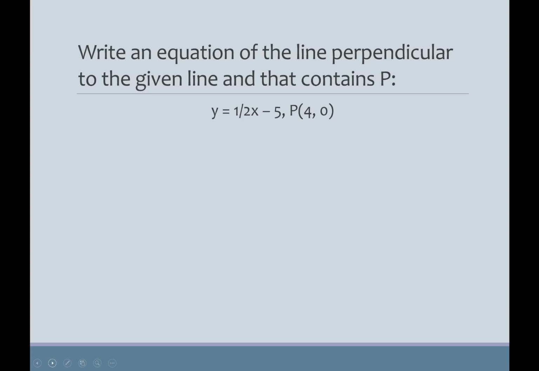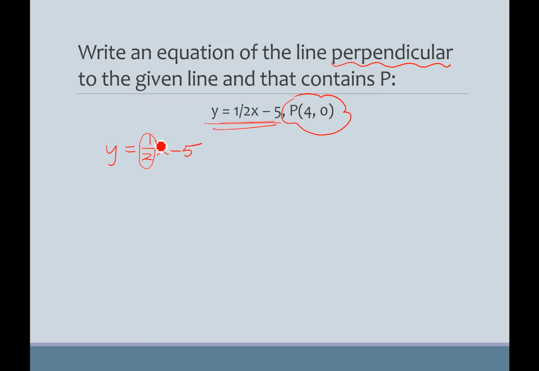The next two examples are going to be from your notes that you actually took in class, and then I'm going to throw some new ones in there. We're asked to write an equation of a line perpendicular to the given line and that contains point P. This is our original line that we're starting with. What we want to do is write an equation of a line through this point that's perpendicular. So we have the equation y equals 1/2 x minus 5.